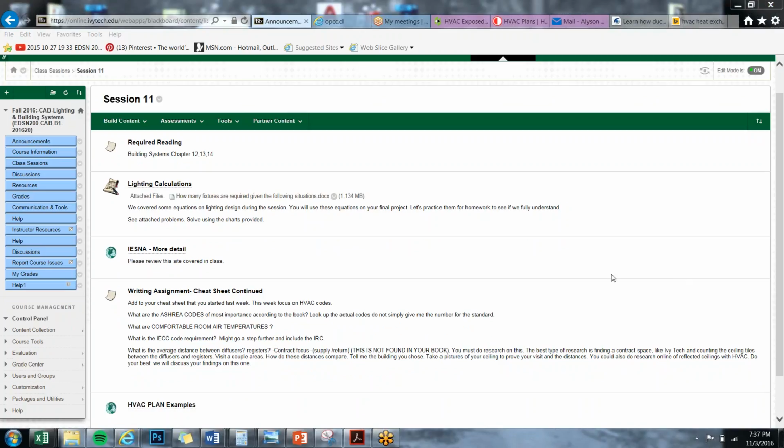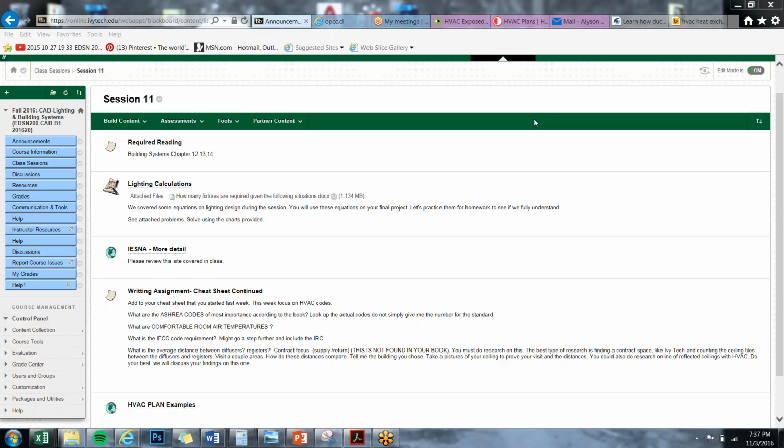I'd say the best type of research is finding a contract space or commercial space like Ivy Tech and counting the ceiling tiles between diffusers and registers or grills. Visit a couple of areas. How do these distances compare? Tell me the building you chose. Take pictures of your ceiling to prove your visit and the distances. You could also do research online of reflected ceilings with HVAC. Do your best and we will discuss your findings on this one.